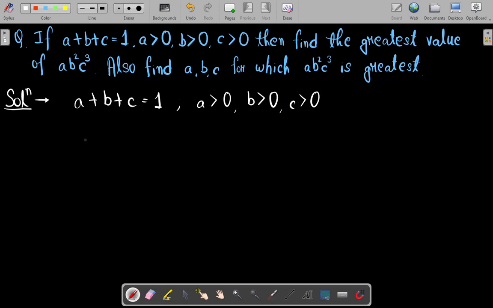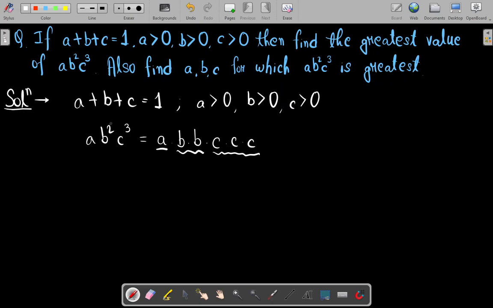Now if we look at a b square c cube, if we resolve them into individual terms, the product will be like a times b times b, since b square, times c times c times c. So there is a single a, 2 b's, and 3 c's for this expression a b square c cube. Now we are given this condition a plus b plus c equal to 1.